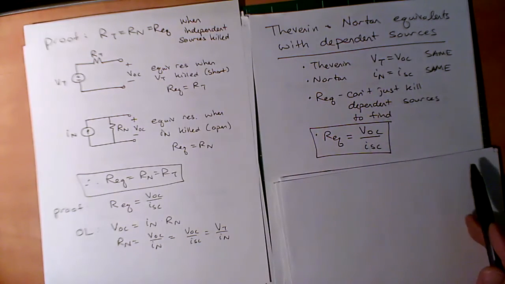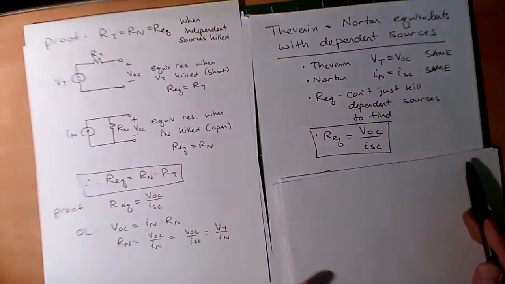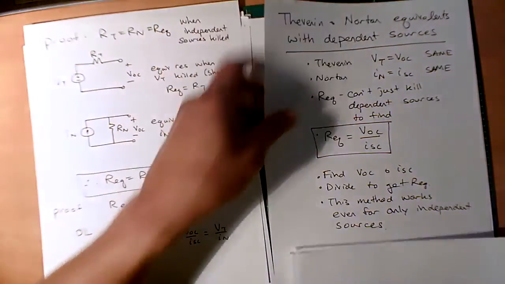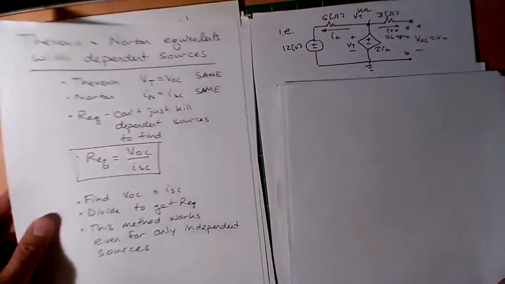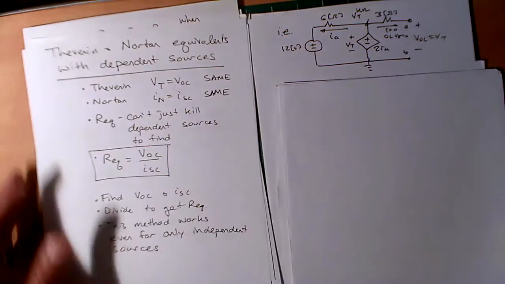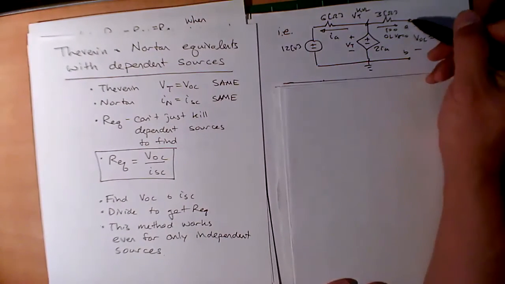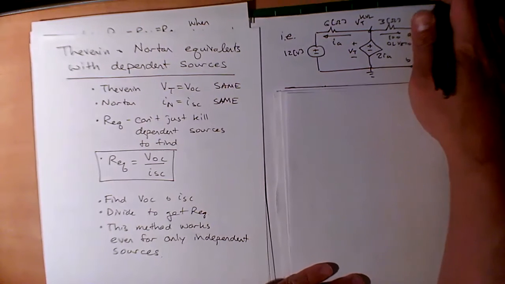Otherwise, if you have independent sources, then you can do the whole kill the independent sources and then get the R equivalent, okay? Okay, let's go and do an example. All right, so we have an example here with a dependent source, but I still want to take this whole thing and reduce it down to my simple Thevenin equivalent.